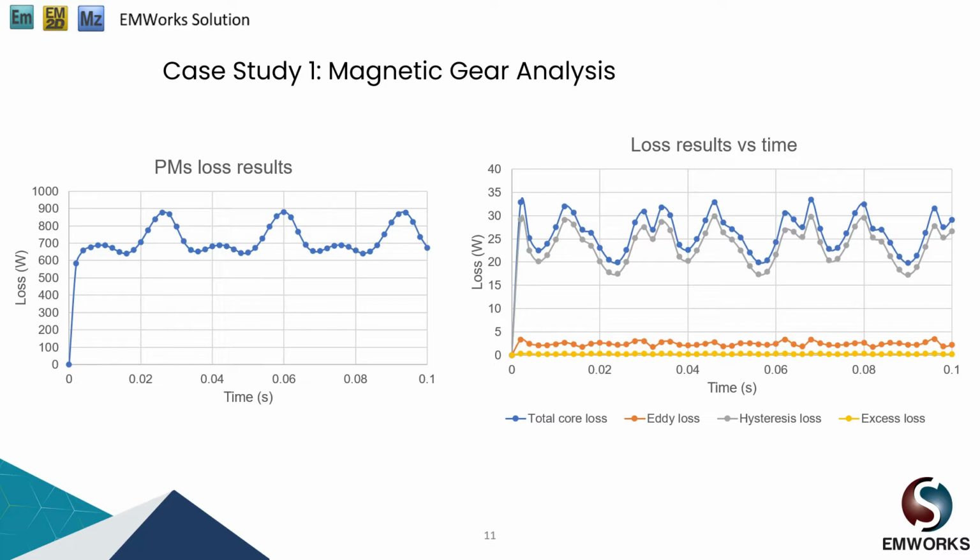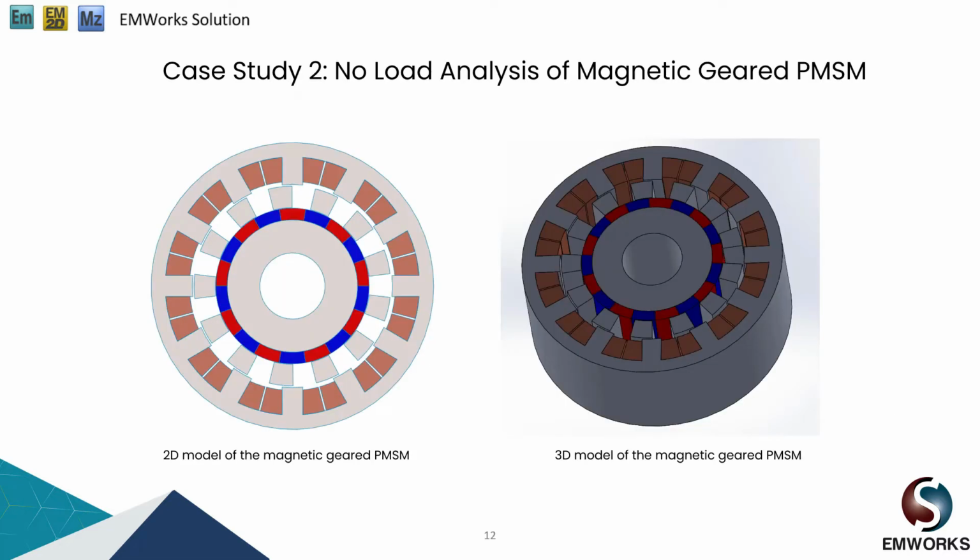Okay, let's now move to our second case study. Now we can see that we replaced the outer rotor with a stator with windings. So we replaced our magnetic gear outer rotor with another stator. So now we have a 2D model, and we're going to use a 3D simulation. We're going to use EMS simulation now.